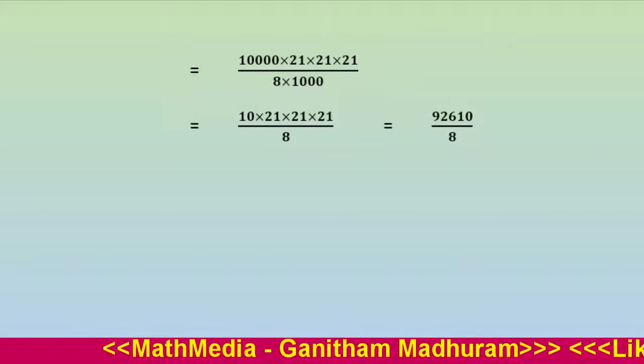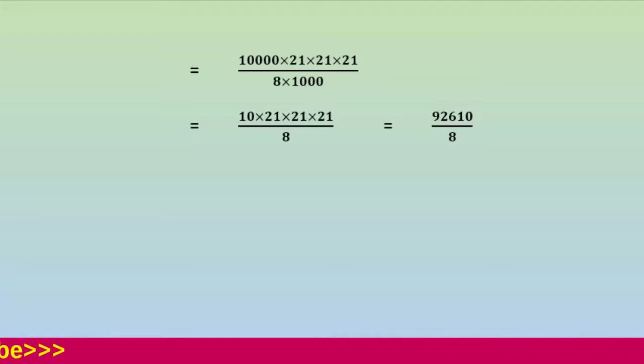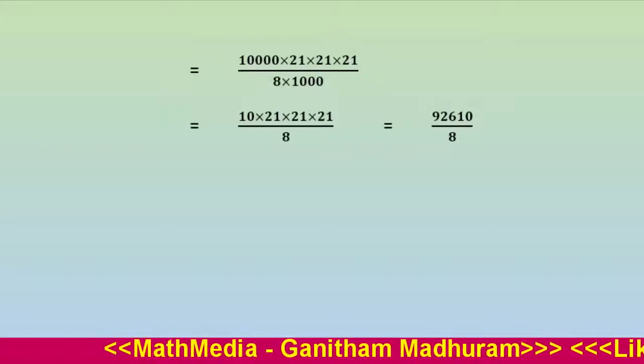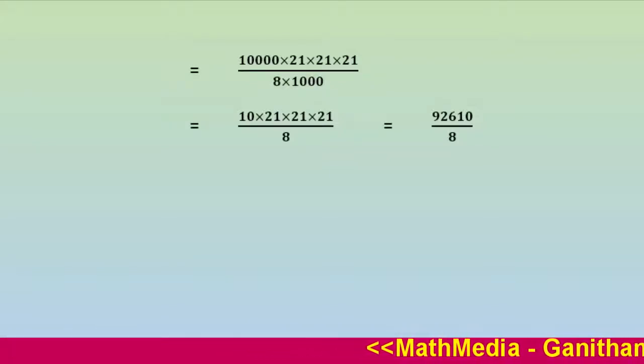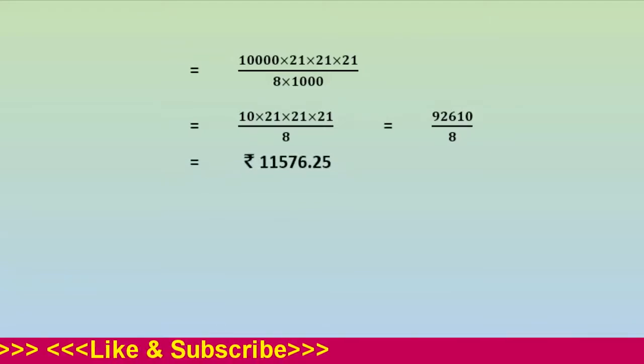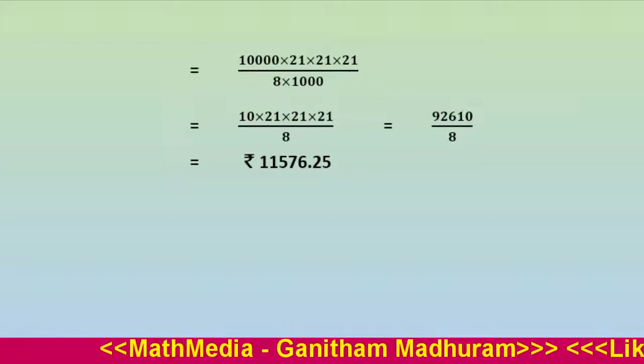That is equal to 92,610 divided by 8. Here if you want to cancel 8 in the numerator and denominator with 2, you can do it. Otherwise directly you can divide it. We will get the answer as 11,576.25.